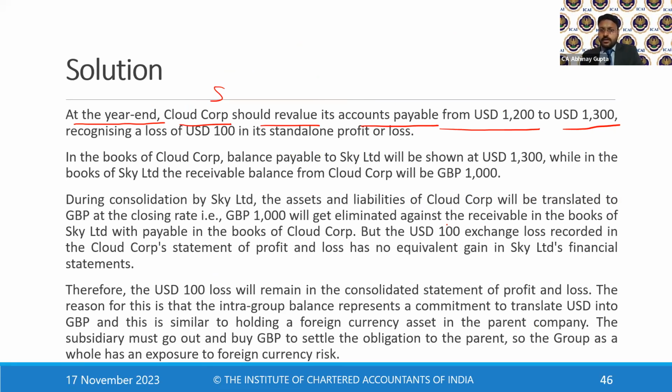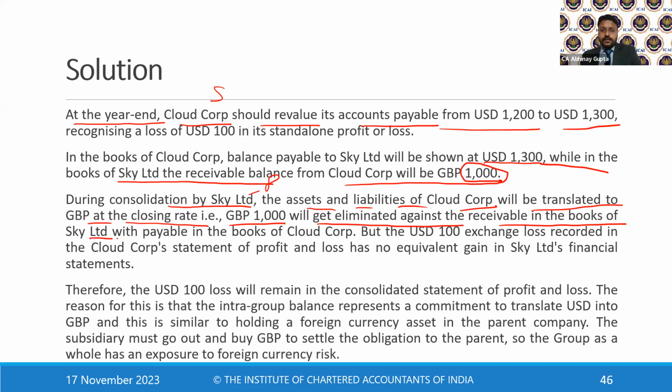Now, this is what the calculation presents. So USD 1300, right? While in the books of the parent, Sky Limited, the receivable balance from Cloud Corp would be in GBP because they will be recording the transaction in GBP only. Now, during the consolidation by Sky Limited, who is the parent company, the parent company is now preparing the consolidated financial statements. The assets and liabilities of the subsidiary company, Cloud Corp, will be translated to GBP at the closing rate, that is GBP 1000, which will get eliminated against the receivable in the books of Sky Limited.